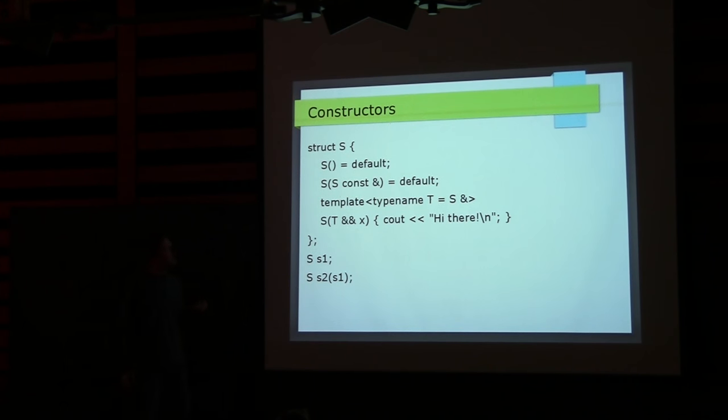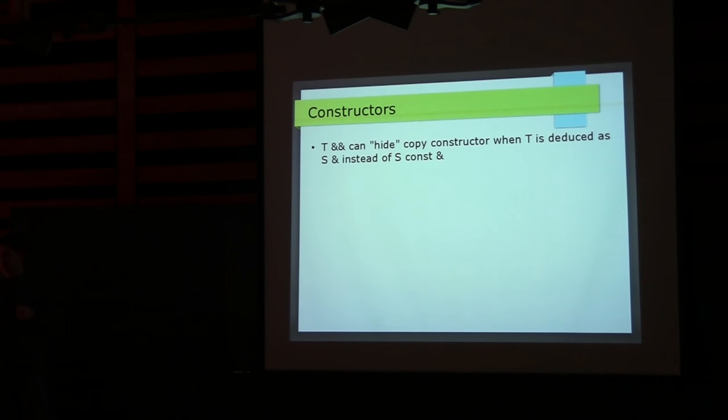I think it still would be confusing, because someone who partially understands the rules and says, okay, the compiler is going to generate the copy constructor, and I'm making a copy. It's going to call the copy constructor. Not quite. It's making a copy using this function template. Point is that t ref can hide the copy constructor when t is deduced as a reference.